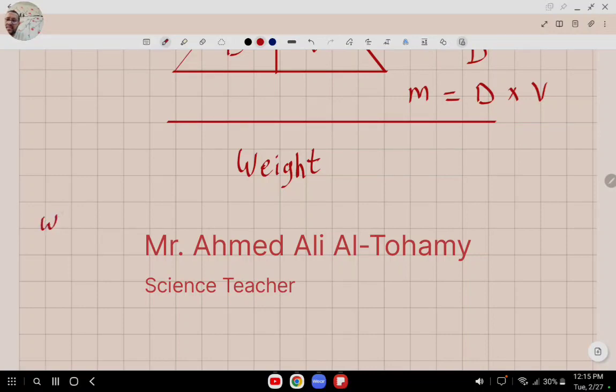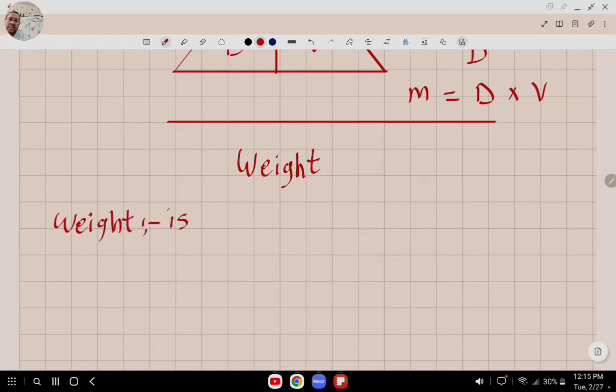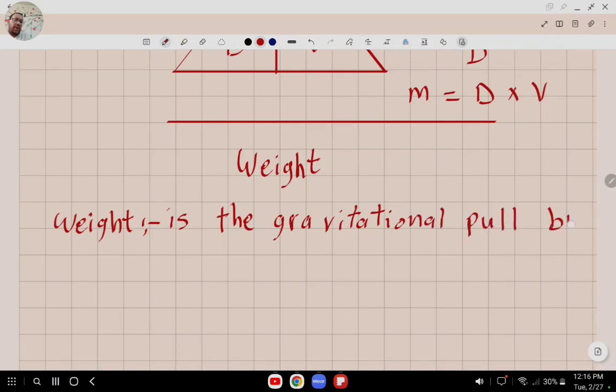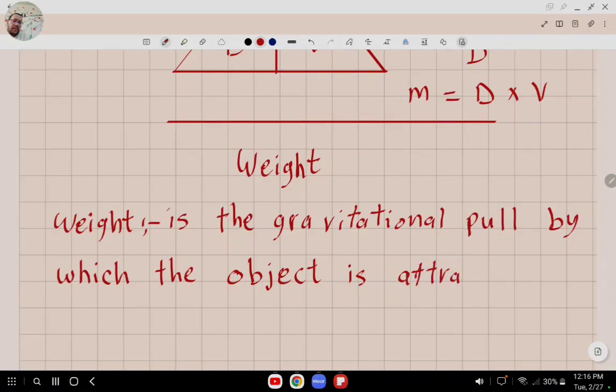Weight is the gravitational pull by which the object is attracted to the earth, or the gravitational pull by which the object is attracted to the planet which exists.